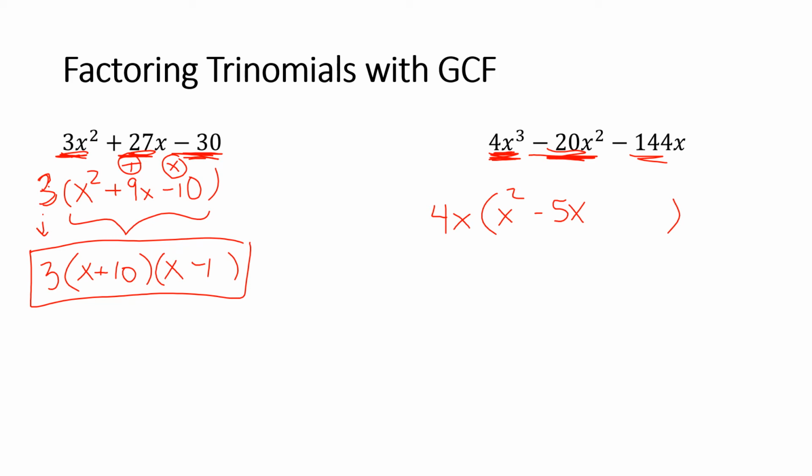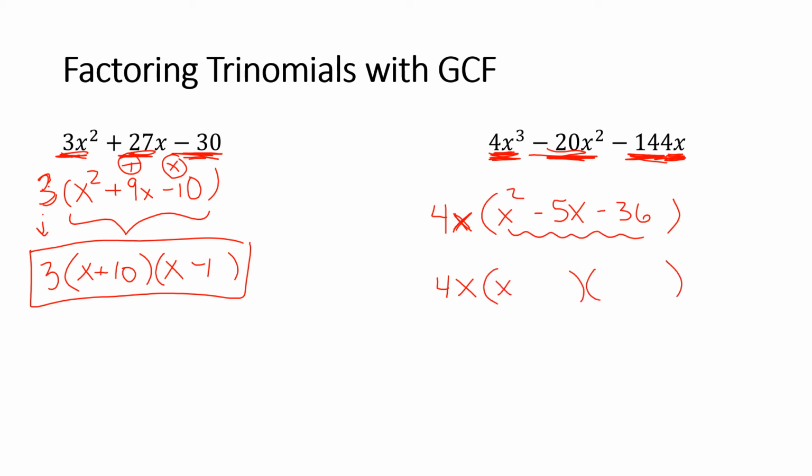And at the end, we have a negative 144x. Well, negative 144, if you factor out a 4, would be negative 36. And remember, we removed that x when we moved it out into the very front. Okay, so now we still have that 4x. But for the part inside of our parentheses, we can break that down a step further.